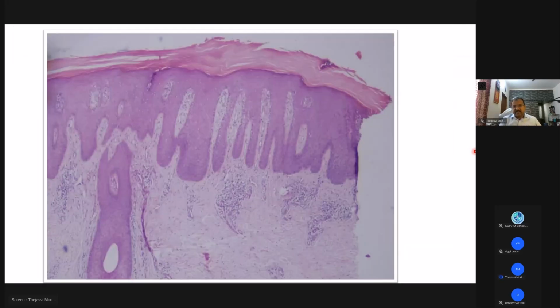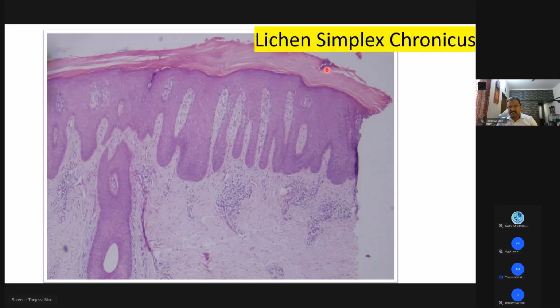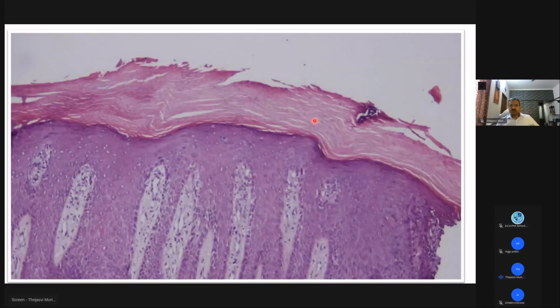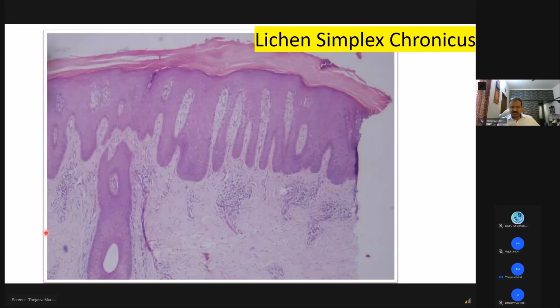Now, what are we seeing here? We are not seeing any parakeratosis. It is regular psoriasiform hyperplasia, but there is no parakeratosis here, there is compact orthokeratosis. This is a feature of lichen simplex chronicus, where you're seeing regular psoriasiform acanthosis and a compact orthokeratosis. If you have a closer look, there's no parakeratosis here, and minimal inflammation. If you go back, there is not much inflammation, just minimal perivascular inflammation.